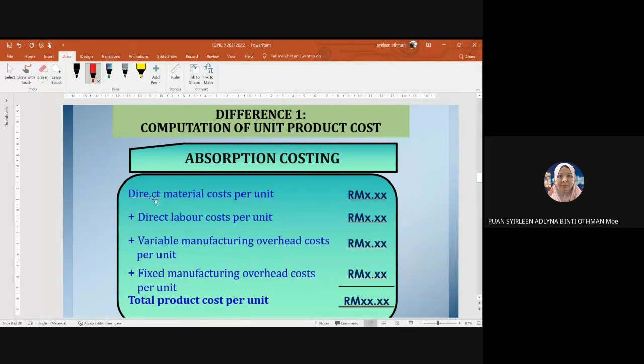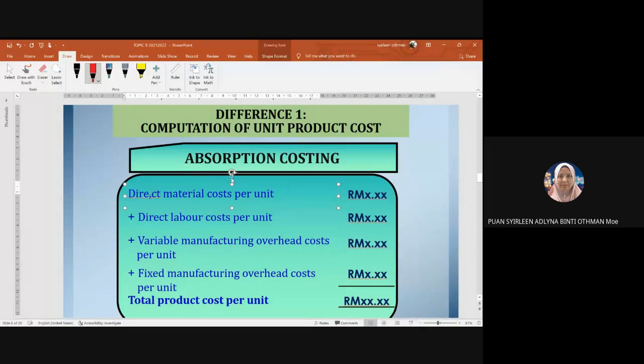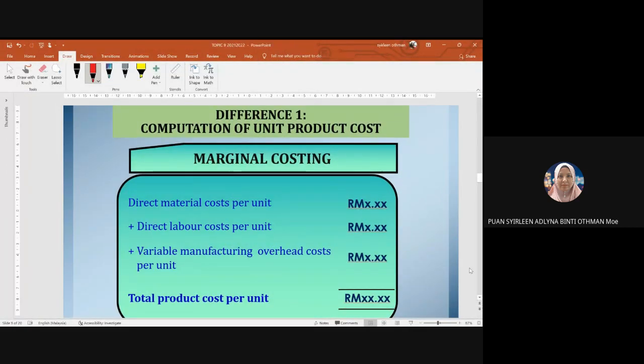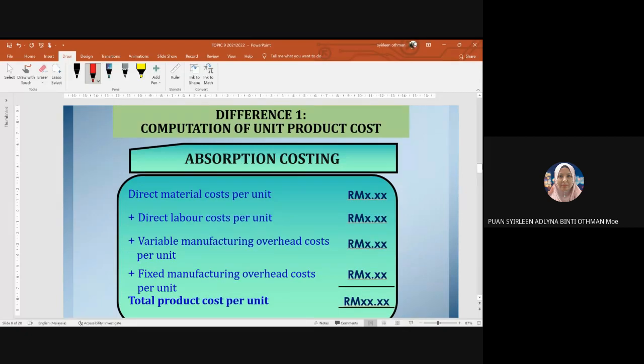Okay, so for direct material cost per unit, kita ambil kira direct labor cost plus variable manufacturing overhead plus fixed cost plus direct material. That means dia akan ambil kira tiga item ni sekali. Okay, so I said tiga sebab this is 1, this is 2, and this is actually 1 item, 3.